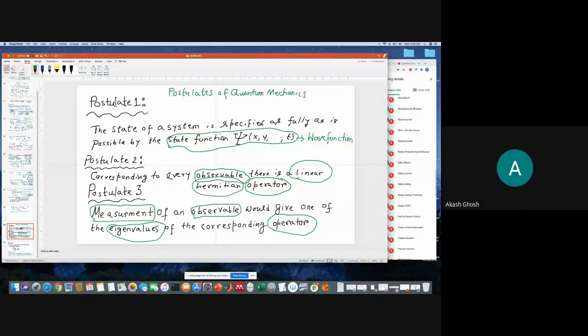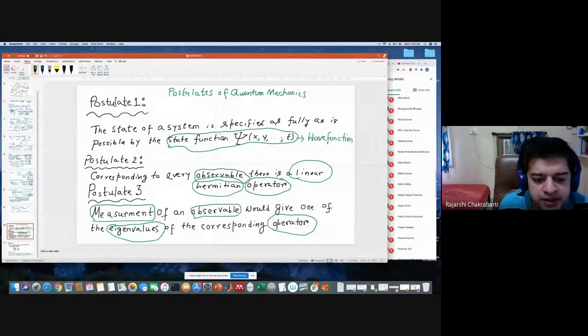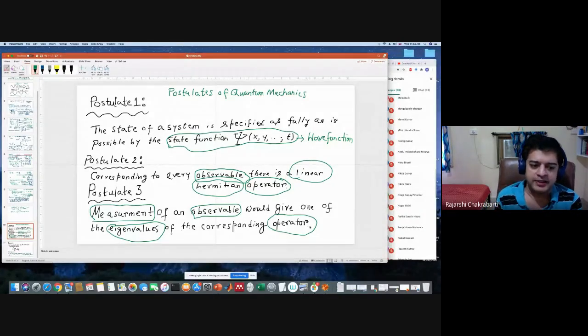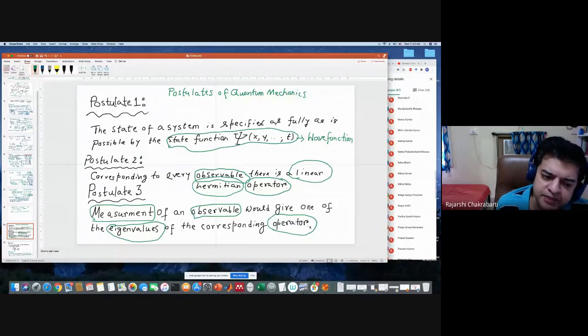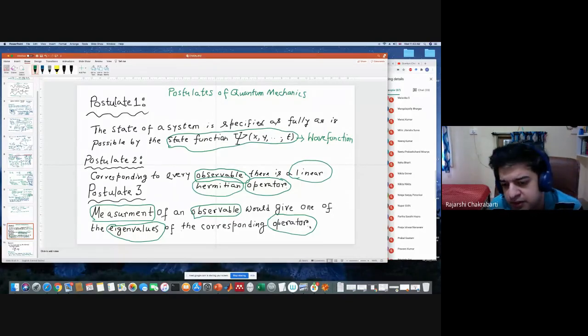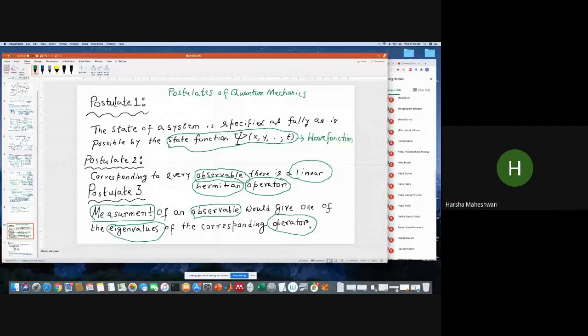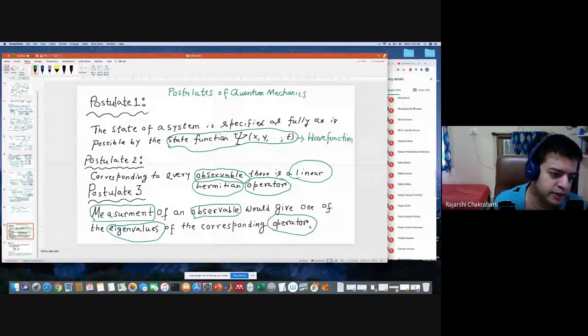Postulate 3 tells you that measurement of an observable would give one of the eigenvalues of the corresponding operator. So I have already introduced the idea of eigenvalue, and postulate 3 tells you that there is something called measurement of an observable, and that would give one of the eigenvalues of the corresponding operator. Sir, what is the significance of knowing the eigenvalue? Yeah, we'll come to that. Just wait.